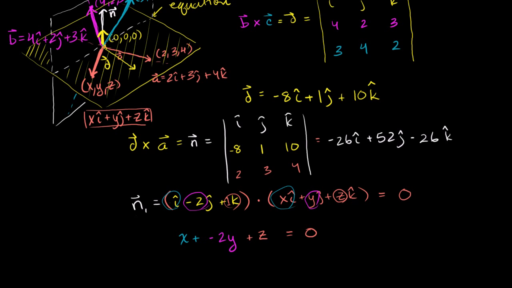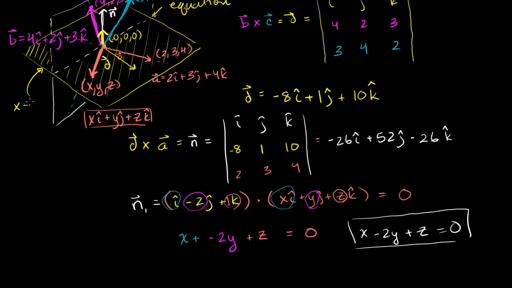Or another way to write it, just to simplify it a little bit, is that x minus 2y plus z is equal to 0. And that is the equation of our plane in question. Or I should actually write it in yellow, because it's the yellow plane. X minus 2y plus z is equal to 0.